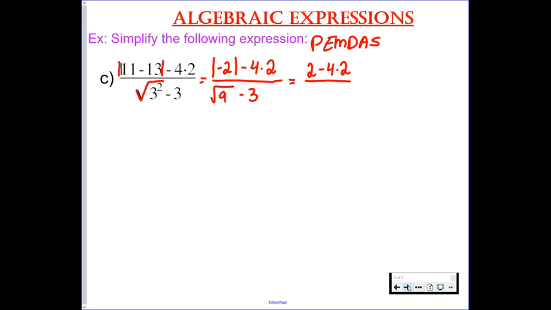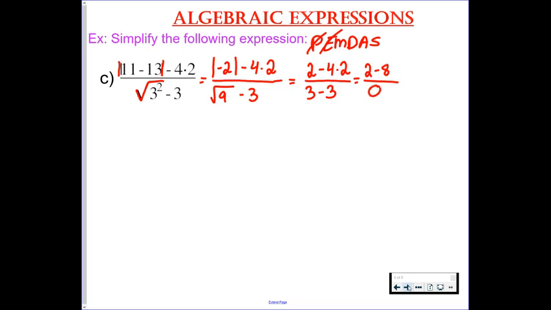Now on the bottom, we have a square root, so let's simplify that. The square root of 9 is 3. Minus 3 is at the bottom. Okay, I took care of parentheses. I don't see the exponents. Let's do the multiplication on top. 4 times 2 is 8. Now the bottom, 3 minus 3 is 0.